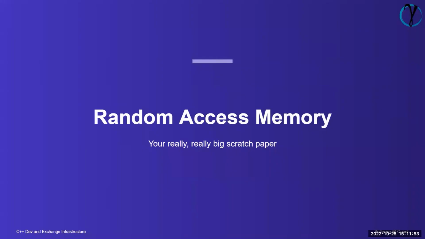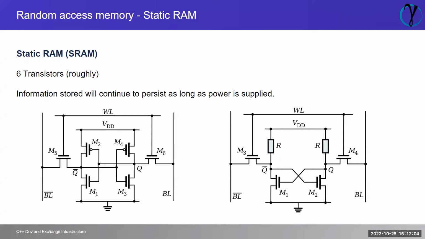All right, so RAM, very important. If you don't know what RAM is, just think of it as scratch paper. That's literally what it is, but the problem is that you throw it away at the end of the day. That's the only thing. There are 2 kinds of RAM. We're going to be talking about static RAM and dynamic RAM.